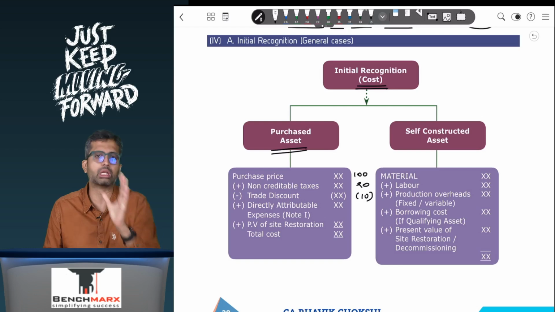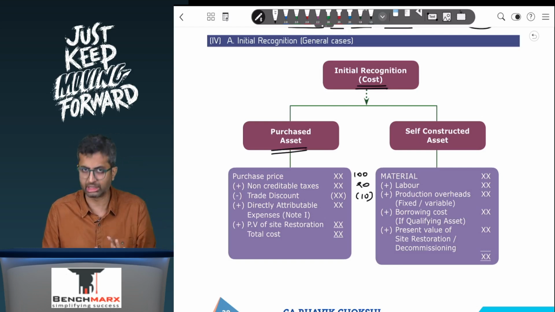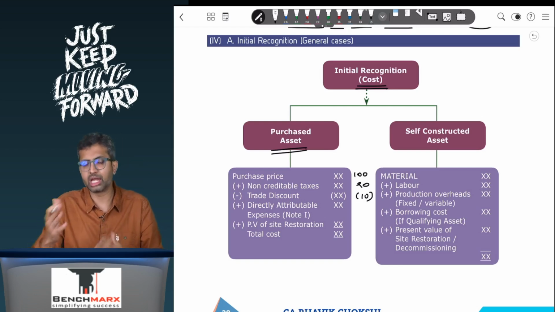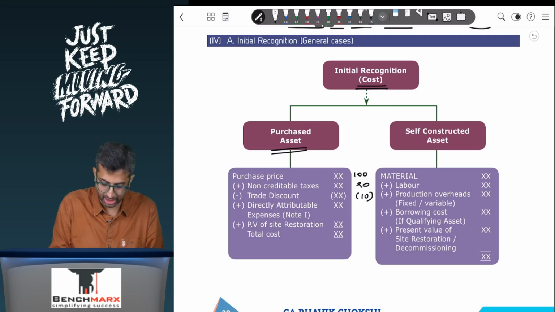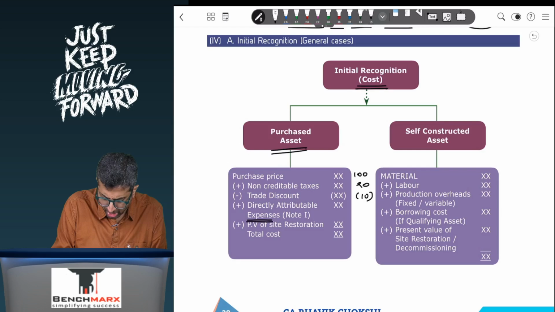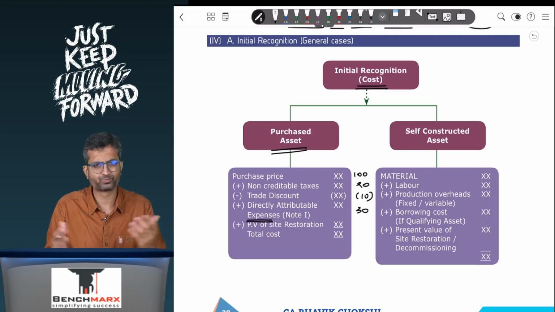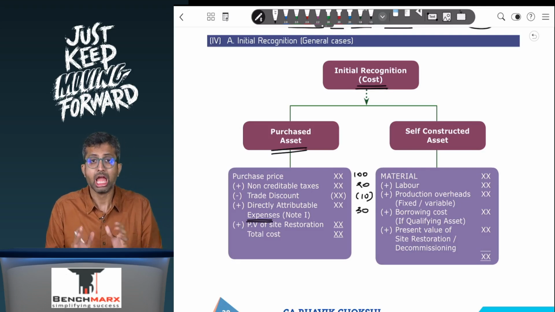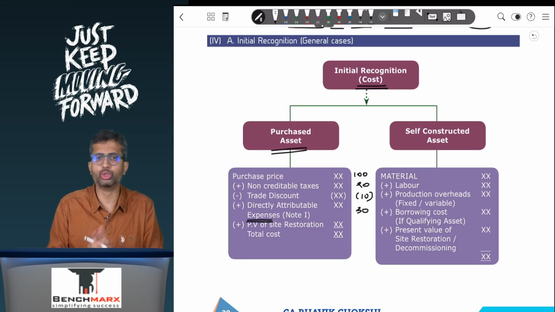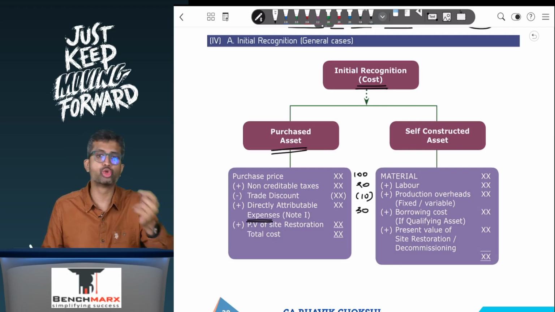The institute has given you a certain list of some items which are not directly attributable. But other than that, directly attributable expenses should ideally be capitalized. So if there are any directly attributable expenses, they will be capitalized. So let us say there is a 30 rupees installation fee. You will capitalize it. And this will be taken usually as a cost of the asset which you are purchasing.